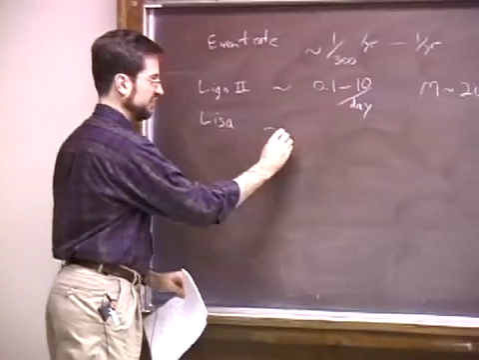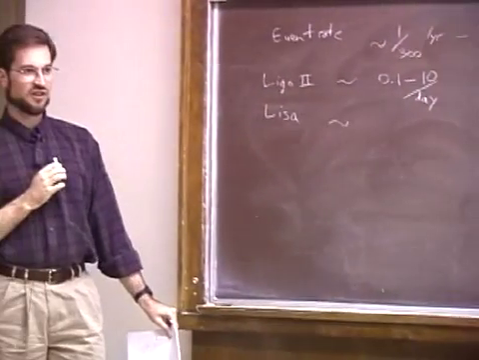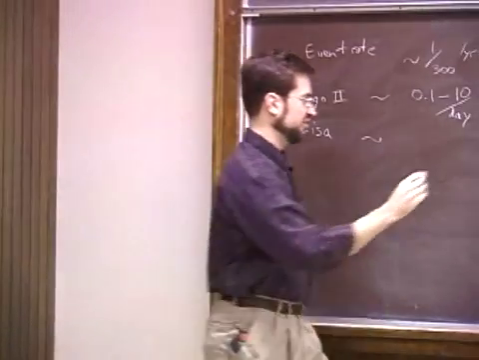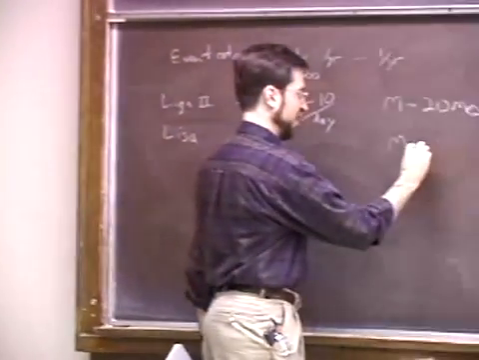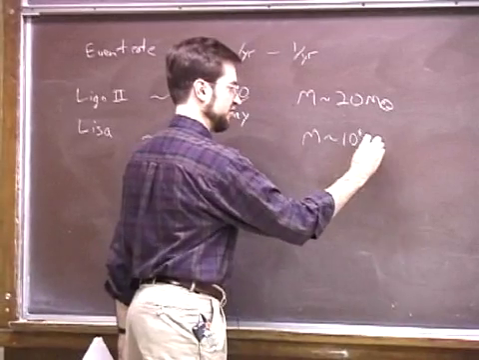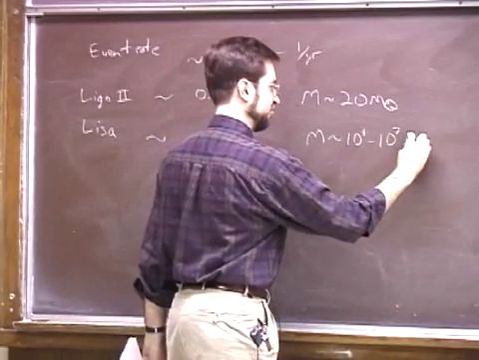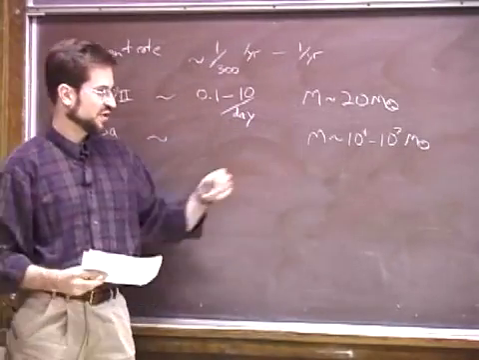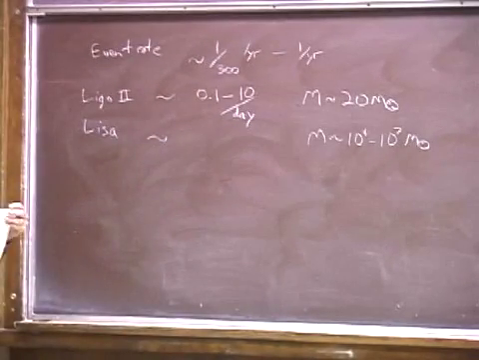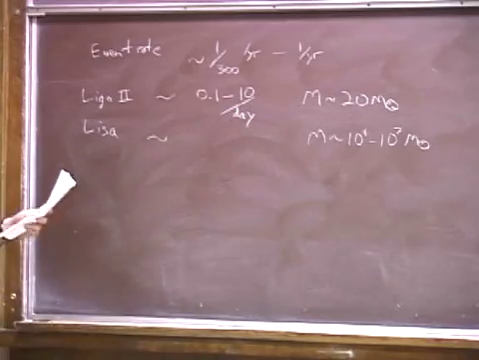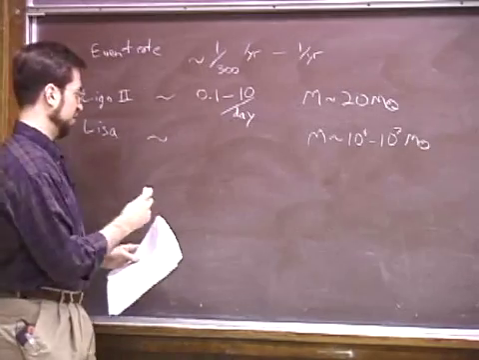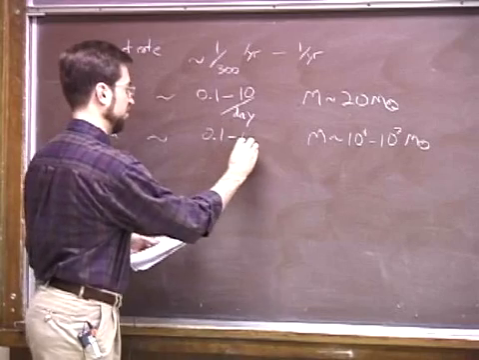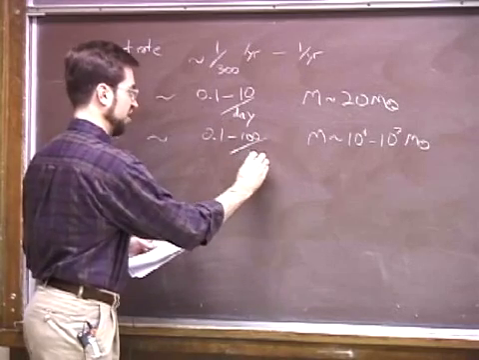Now for LISA, you can also see binary black holes, except in this case, we're talking about masses that are somewhere like 10 to the 6th or 10 to the 7th solar masses. So these are supermassive black holes, say, in the centers of galaxies. And the event rate for LISA is much smaller. It's something like 0.1 to 100. This is now per year.